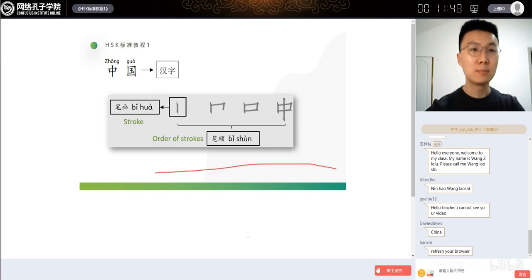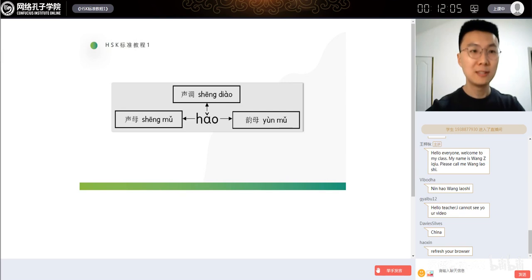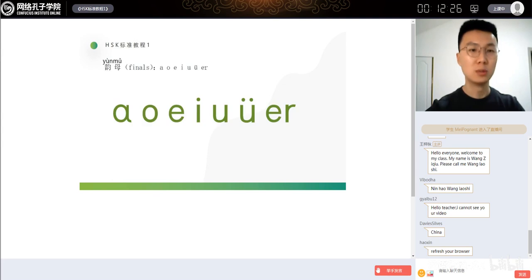Okay, now I have briefly introduced Chinese characters and pinyin. They are the basis for learning Chinese vocabulary. Now we will start with pinyin. Do you remember this? Pinyin consists of three parts: 声母, initial, 韵母, final, and 声调, the tone. We will start from 韵母, and all these are basic finals.